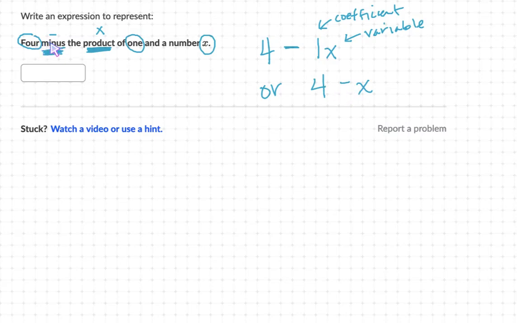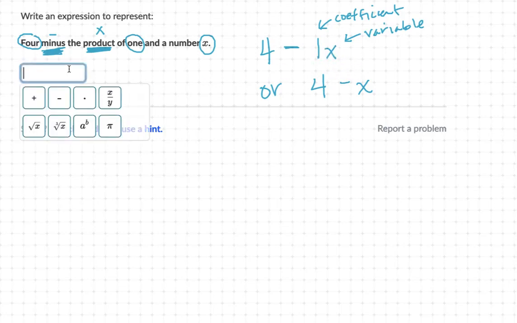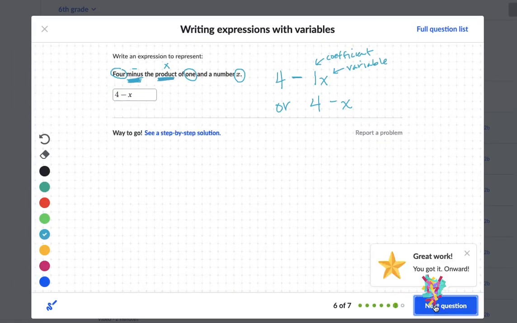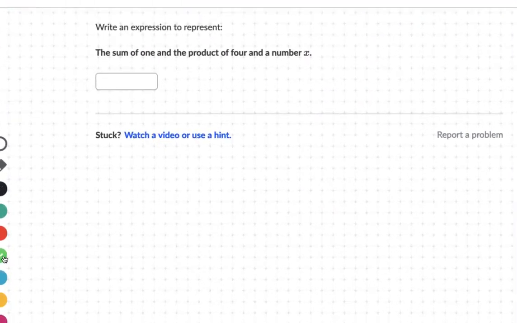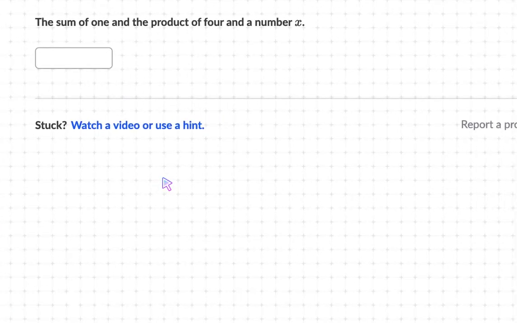So again, 4 minus is subtract. The product says multiply, product of 1 and a number x. I don't need to put a multiplication sign in between there. I can just smush them together. That only is if you have a coefficient, a number, being multiplied by a variable, a letter. So let me put this in, 4 minus x, and that's correct. Go ahead now and try this one on your own before we try it together.